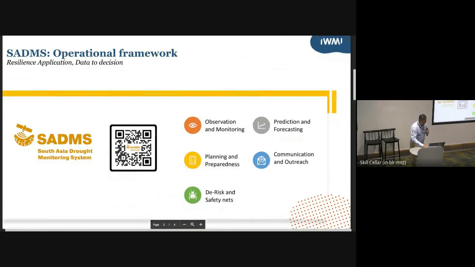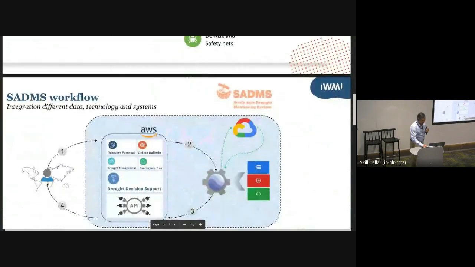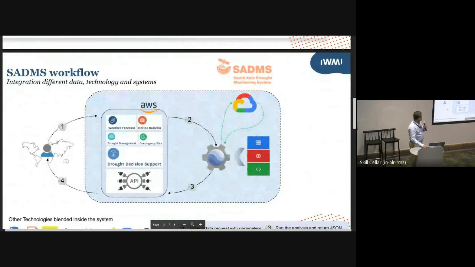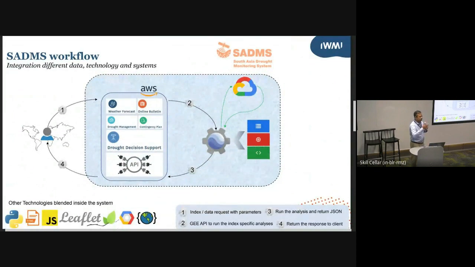So let's go for the technical side, whatever we have done here. For other systems, we have to go with different kinds of technology that are involved here. The user can choose their particular indicators or particular area to see what is the present condition of different models, from the weather model to drought management and the contingency plan.